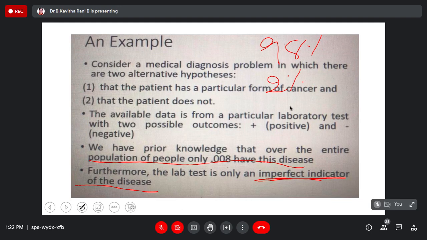The other one is when the patient does not have cancer, and in the test also he gets that he does not have cancer. What is the percentage he is getting? That is 97%. The patient does not have cancer, and the test also says no cancer, with 97% probability. So here 3% is wrong.